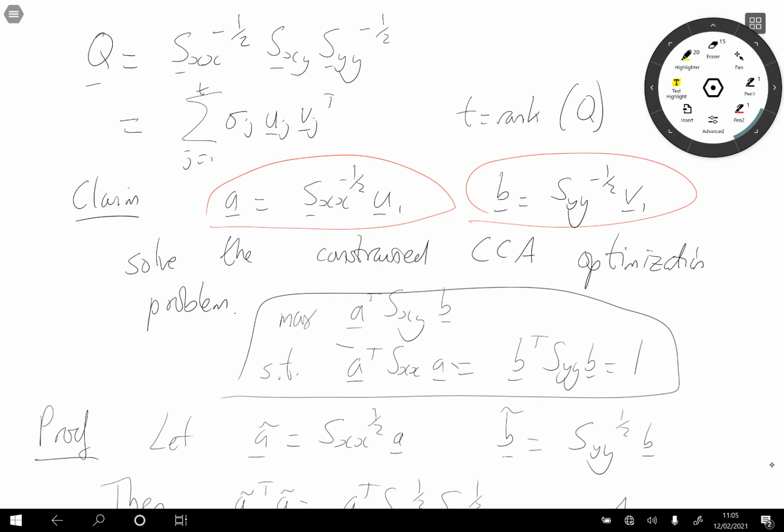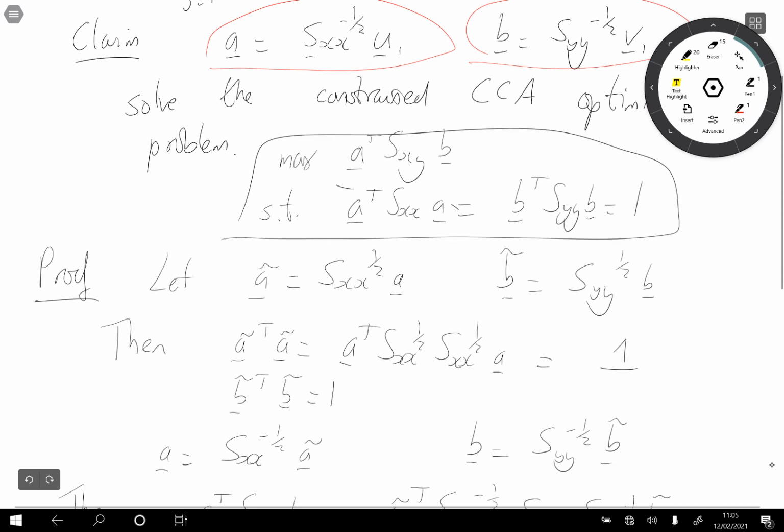So just to note here that I've assumed S_XY, S_XX and S_YY are full rank. So we assumed S_XX and S_YY are invertible. And we did that in order to write these square root matrices and these inverse square root matrices. But there's a version of CCA that doesn't rely upon this. I just don't want to get into technical detail.